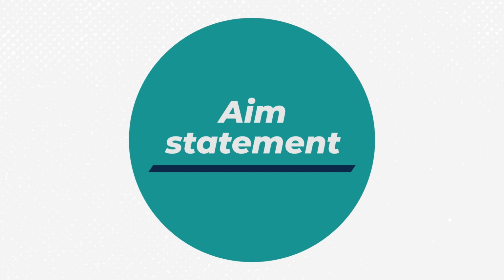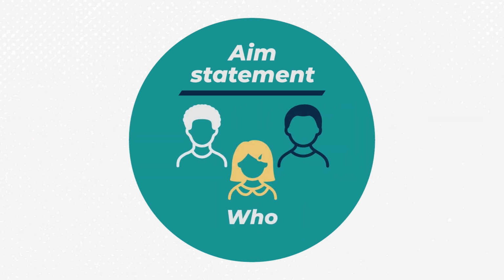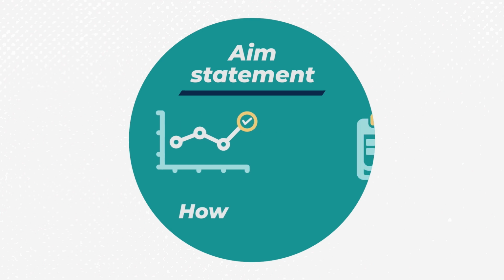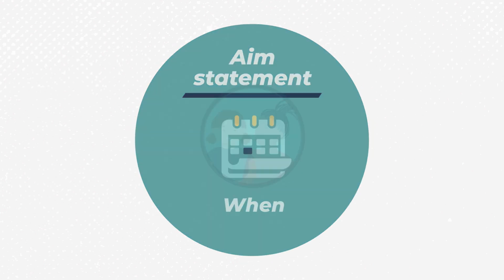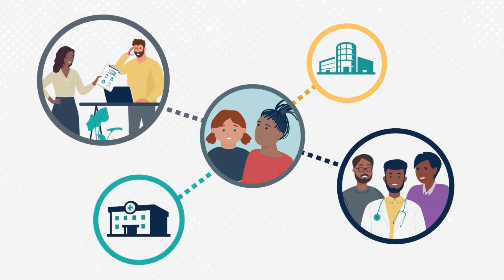A great way to begin any quality improvement project is with an aim statement, stating what you want to improve. An aim statement identifies key parts of your project. What do you want to achieve? Who is your population of focus? How will you measure improvement? By when do you want to see improvement? A good aim statement will help keep you and your improvement partners working together towards the same goal.